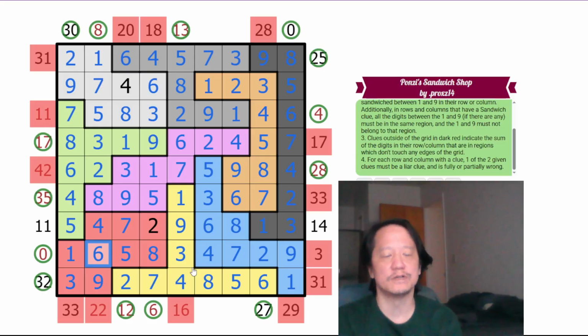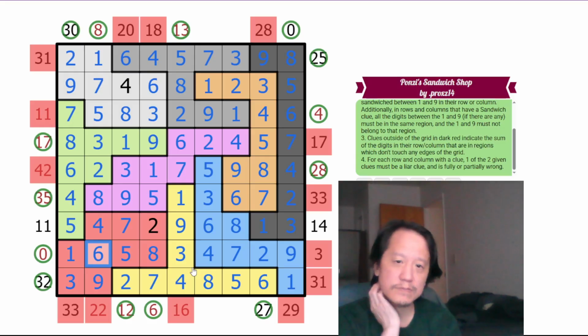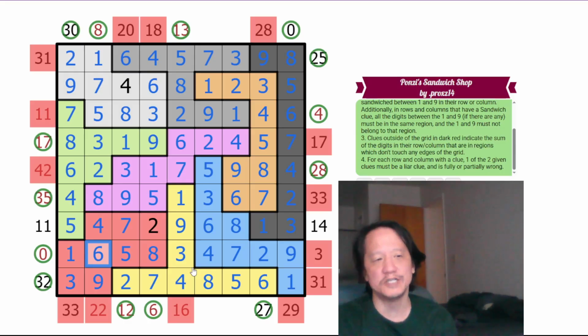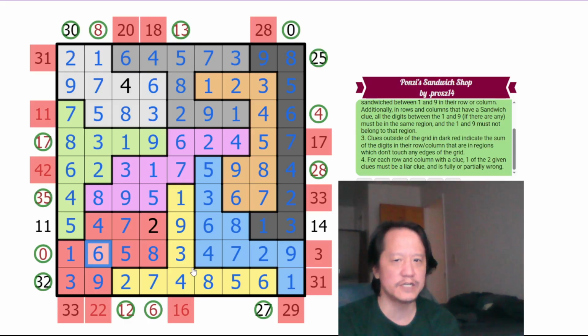And that's the solution. Not that bad. The logic behind it was actually not that hard. It made a lot of sense and it flowed very well throughout.